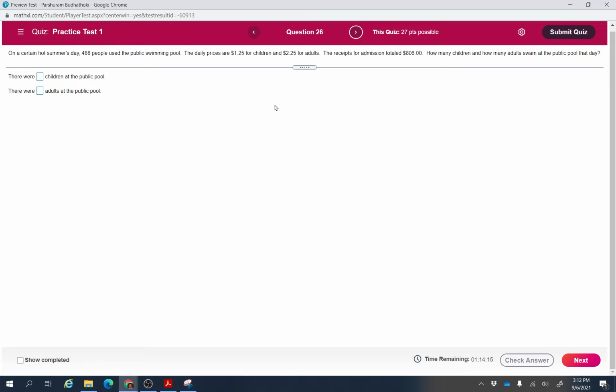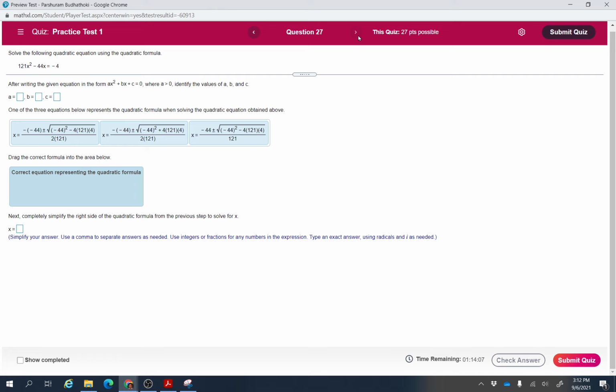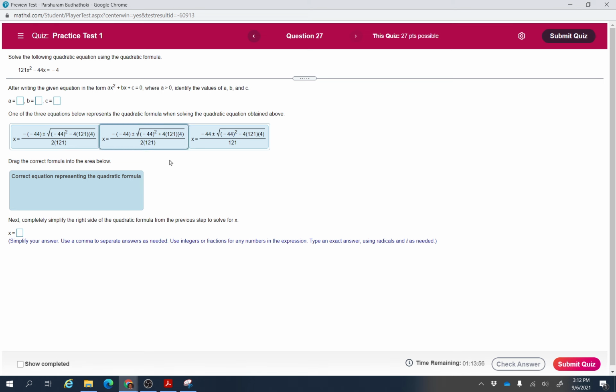So this is also solving a system of equations. You just have to introduce variables, so I'm going to skip that one. And eventually this is solving a quadratic equation using the quadratic formula. We already did this kind of problem, so I'm going to skip it as well.